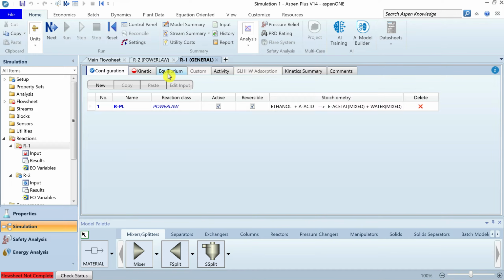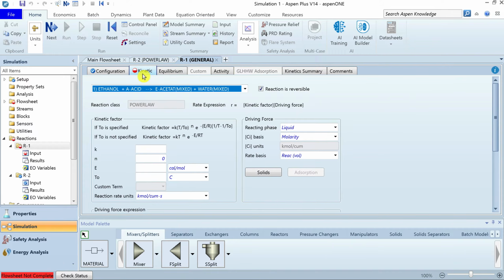An important difference to notice is in the general reaction set, you can define power law, equilibrium and LHHW type of reactions in the same reaction set, whereas in the other reaction set including power law and LHHW, you can only define the kinetic reaction or equilibrium reaction of the same class in a single set. Let's move to the kinetic tab. Here you need to define the kinetics of the forward reaction.